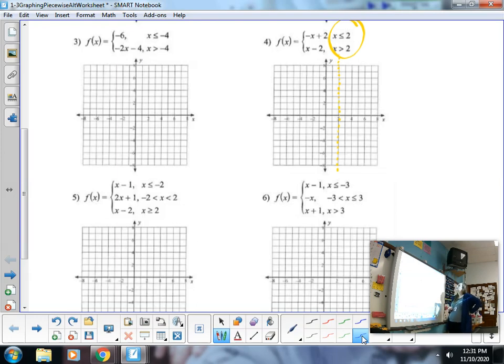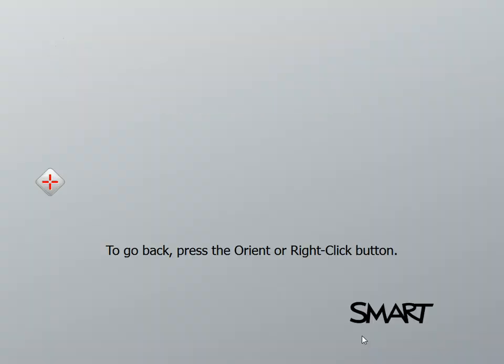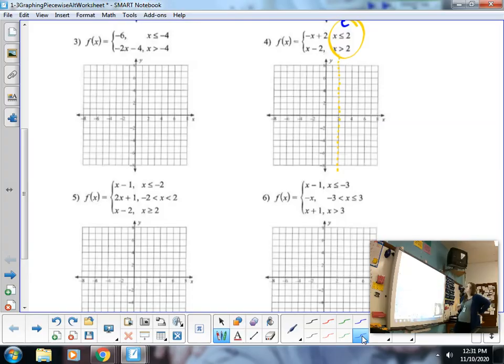The top piece does have a closed dot. I'm going to try to calibrate this real quick here because it seems to be getting worse the further I go. Okay. So the top piece, again, that is a closed dot, and this piece would exist to the left because it has the less than or equal to. The bottom piece is going to be an open dot, and it is going to exist to the right.